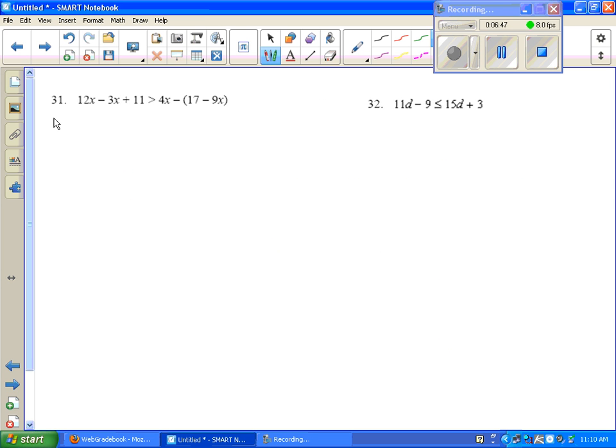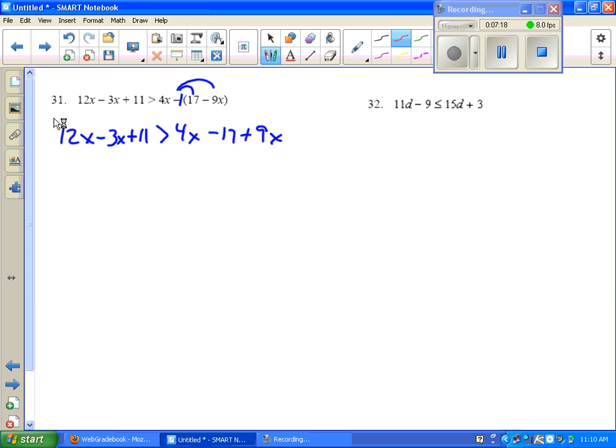31 says 12x minus 3x plus 11 is greater than 4x minus 17 minus 9x. So you have to get rid of this negative 1. You have to distribute it. Negative 1 times 17 is negative 17. Negative 1 times negative 9x is positive or plus 9x. Bring the rest of everything else down. 12x minus 3x plus 11 is greater than 4x minus 17 plus 9x.